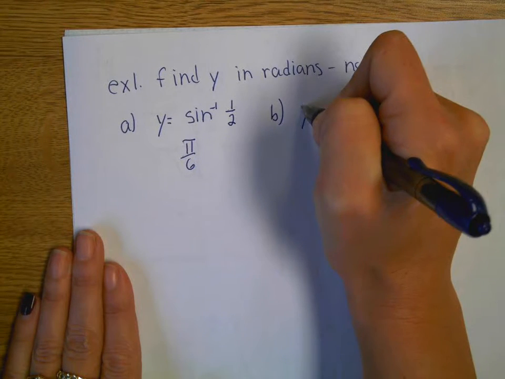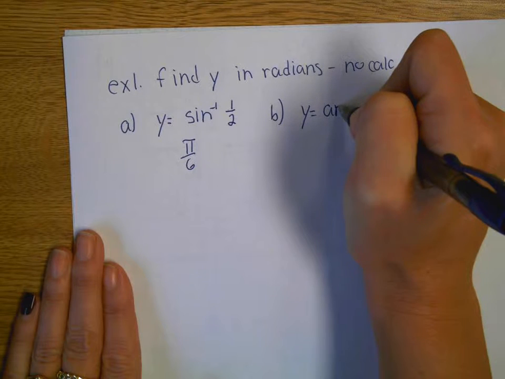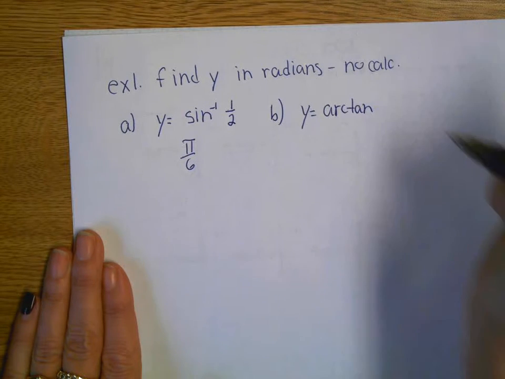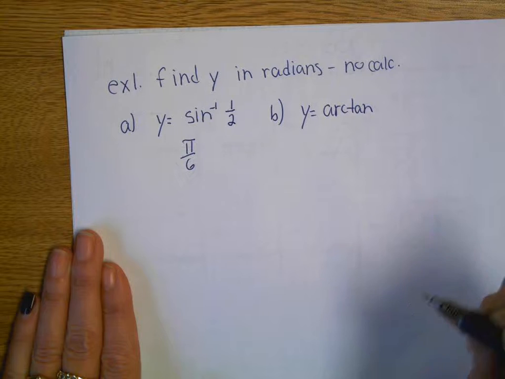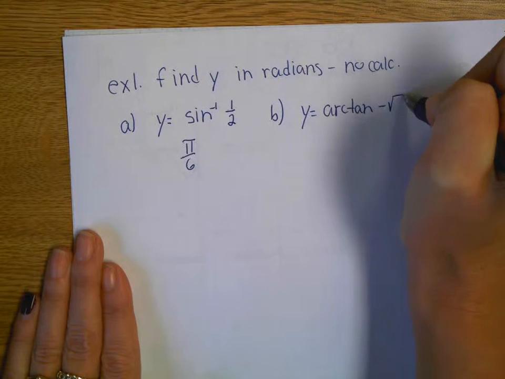Same problem. y equals arctangent, that just means inverse tangent, of negative square root of 3.